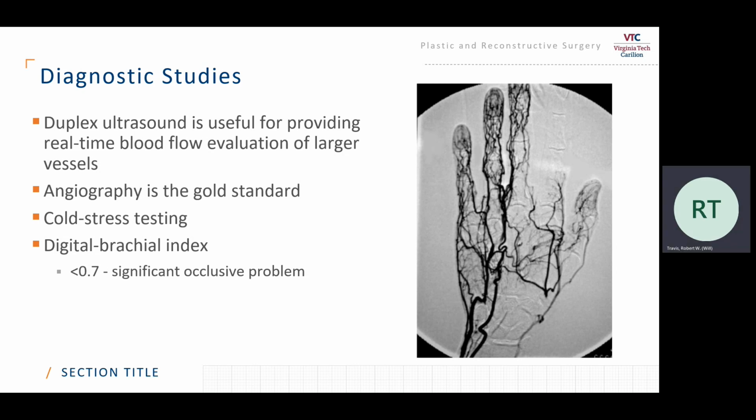The image here shows an arteriogram of a patient with recent ischemic symptoms in the thumb and index finger who had suffered thrombosis of the radial artery in the snuff box with subsequent embolization to the thumb and index fingers.